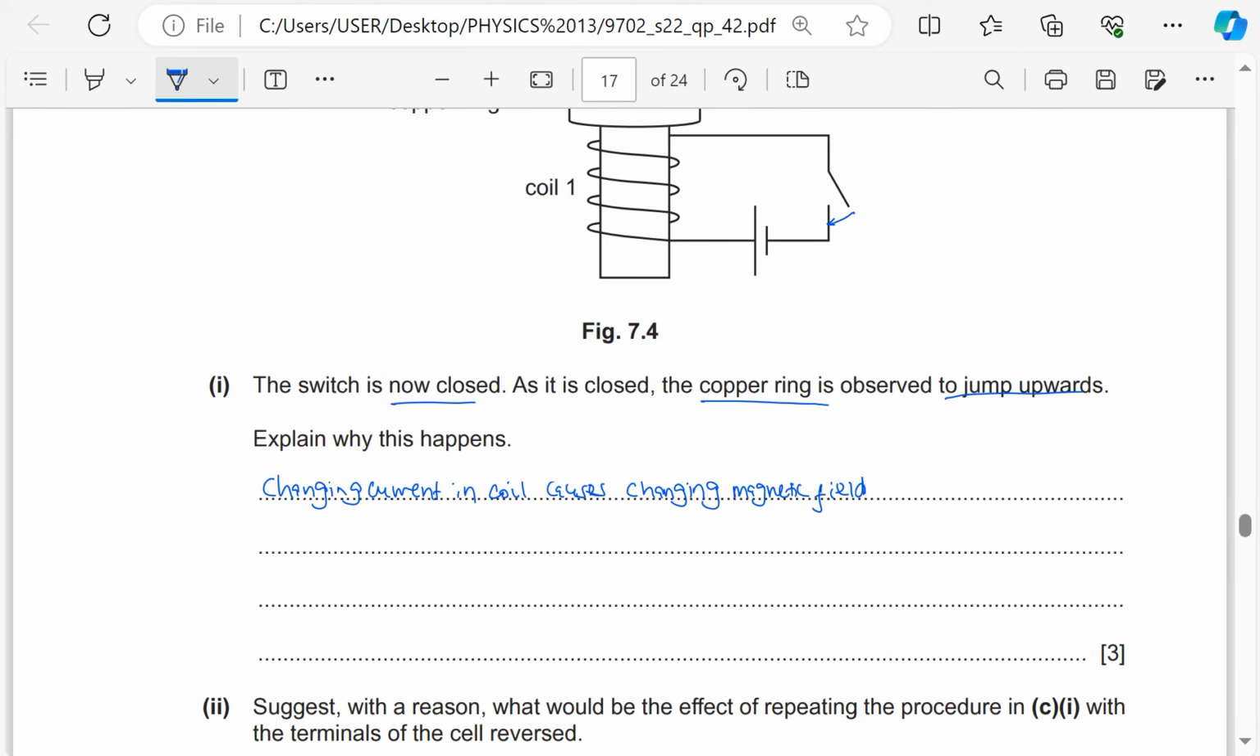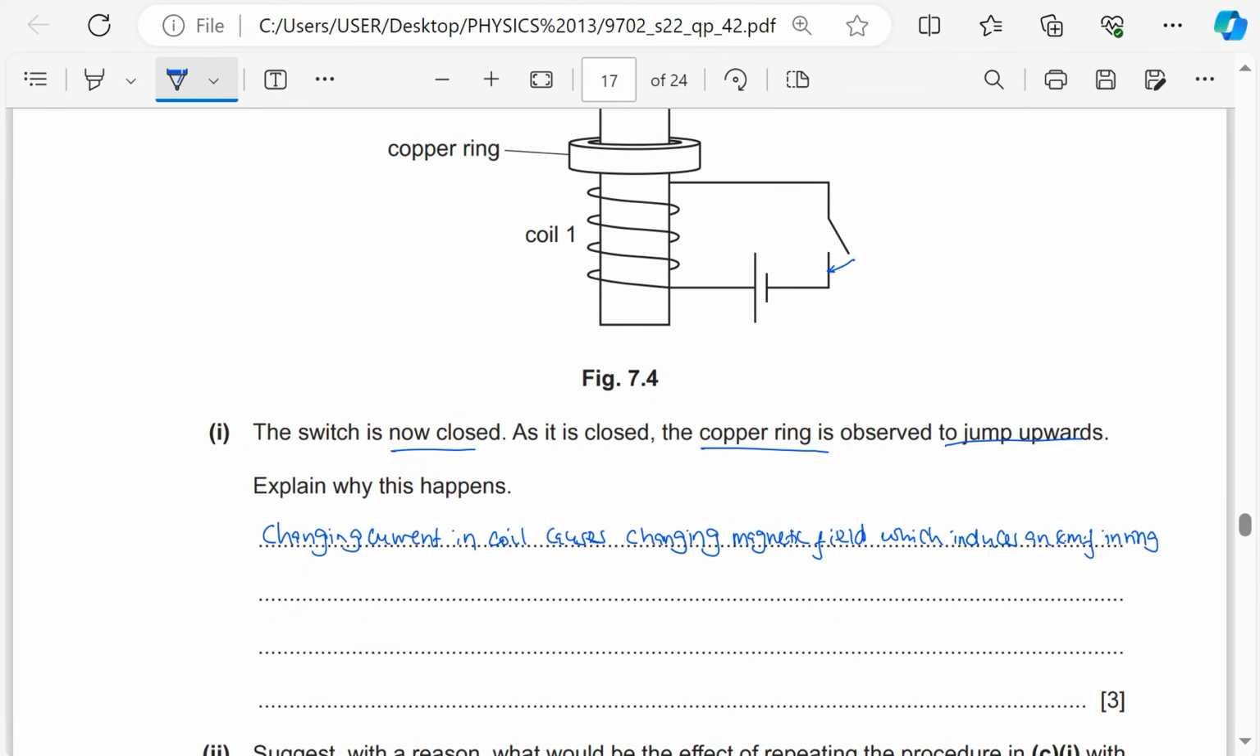So changing current in the coil causes changing magnetic field, which induces an EMF in the ring. What does the induced EMF do? Of course, the induced EMF creates a current in the ring. And of course, by Faraday's law, the induced EMF causes a current in the ring.